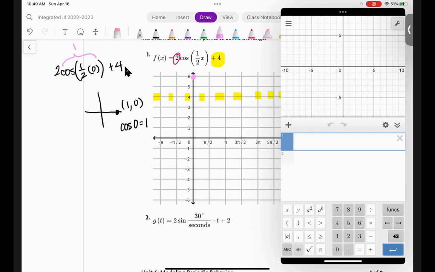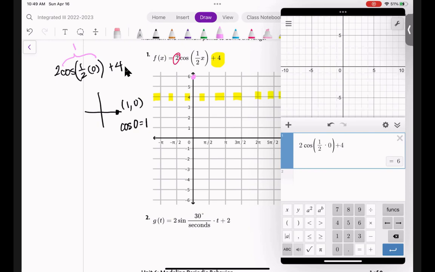Right? And just so that you believe me, I'm going to type this in on my calculator. 2 cosine of 1/2 times 0, and then plus 4, I think. Is that right? Yep, I plugged it in right. And there it is. It's 6.